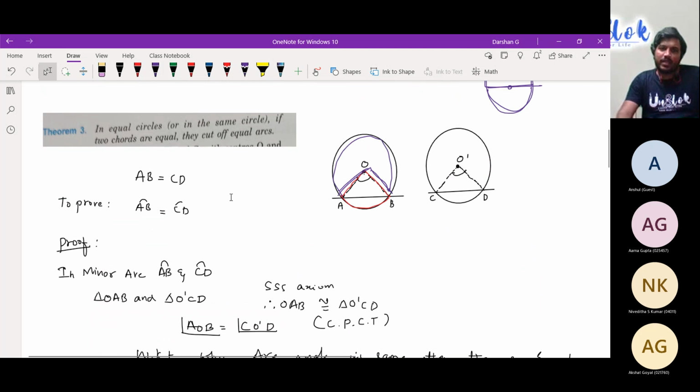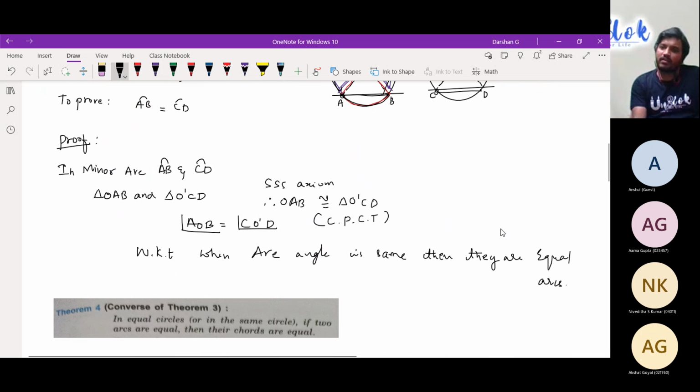So the third theorem: in equal circles, the chords are equal and they cut equal arcs, right? So if the chords are the same here, if AB is equal to CD, then I can tell the arcs are the same. So this arc is the same, and even this arc is the same, and moreover, even this angle is the same. We'll take a very typical situation where this can be proven, which is not given as an example in your textbook, but I am telling this because we will encounter these kinds of questions.